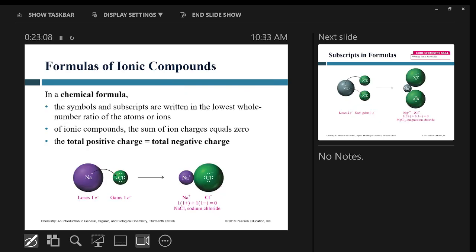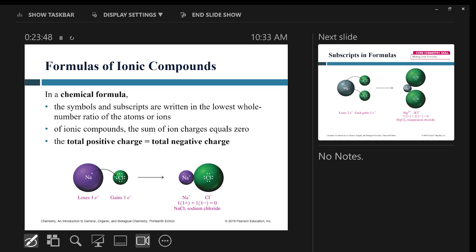In a chemical formula, the symbols and subscripts are written in the lowest whole number ratio of the atoms or ions. In ionic compounds, the sum of the ion charges is always going to equal 0. Otherwise, the ions would be pushing each other away. If you had a bunch of cations next to each other, it would just go pop and fly everywhere. It doesn't do that, so you know it has to be neutral overall. Again, the total positive charge has to equal the total negative charge for any ionic compound that you write out.